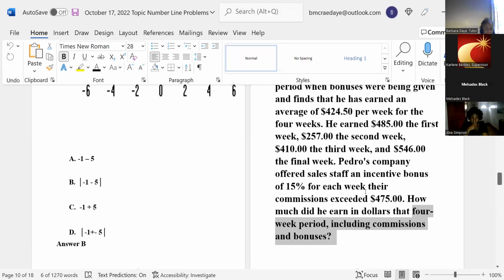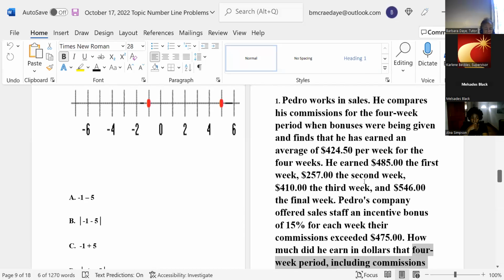Okay. Pedro works in sales. He compares his commissions for the 4-week period when bonuses were being given and finds that he has an average of $424.50 per week for the 4 weeks. That's where I can see from, Miss, from 4 weeks down. I can't see any more.